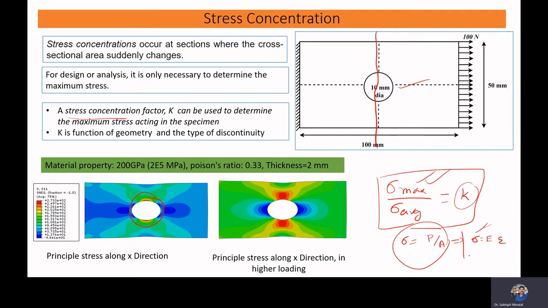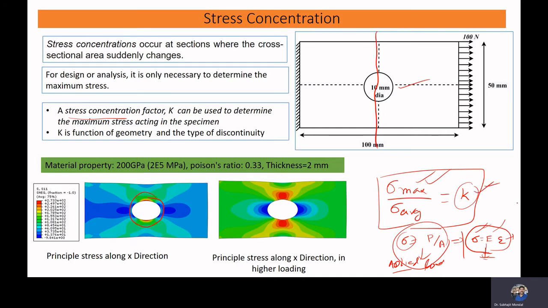Again, how much stress will develop? This is your applied load, or you can say applied stress. If sigma is equal to P by A, in that case, this is applied stress, and the stress developed in the structures will depend upon how much elongation is occurring and what is the modulus of elasticity. So this part is your property of the material.